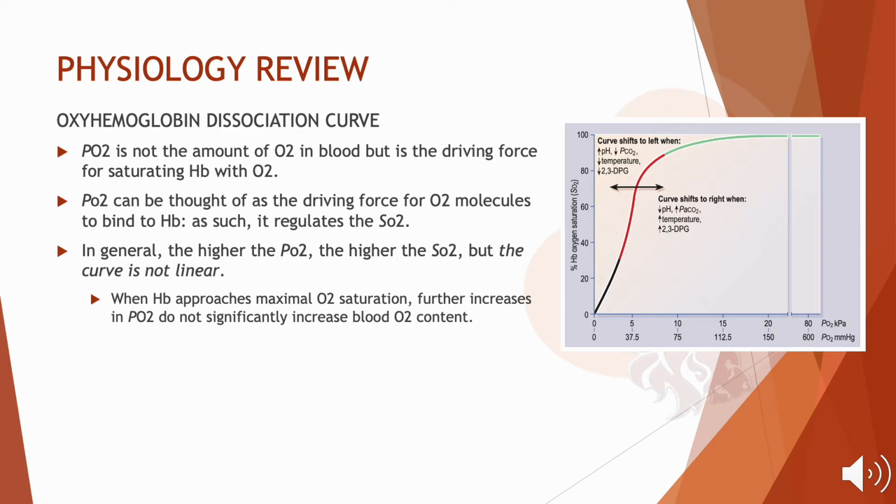Note that with a normal partial pressure of oxygen in the arterial system of approximately 13 kilopascals or about 100 mm mercury, hemoglobin is more or less maximally saturated, at more than 95%. This means that blood has used up its oxygen carrying capacity, and any further increase in the partial pressure of oxygen in the arterial blood will not significantly increase the arterial oxygen content.